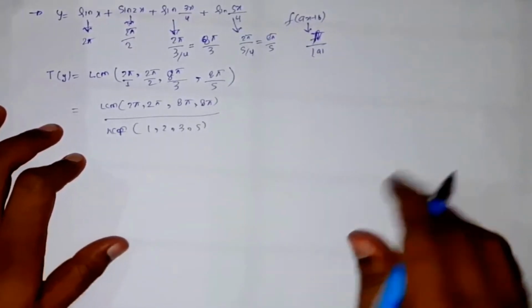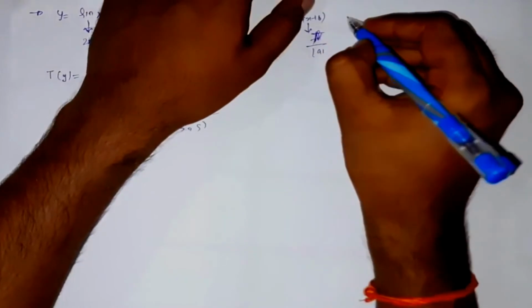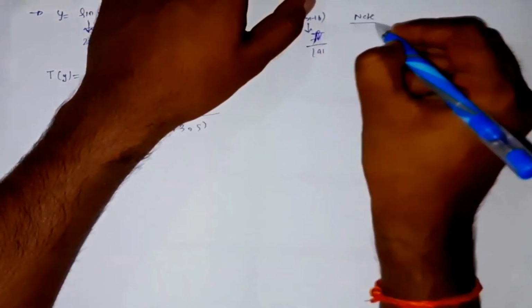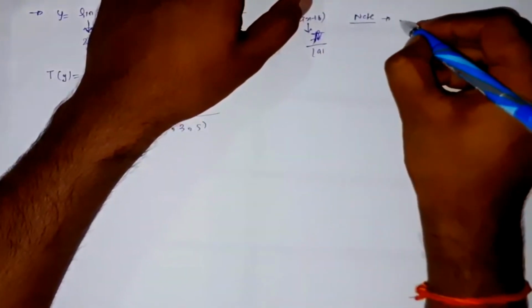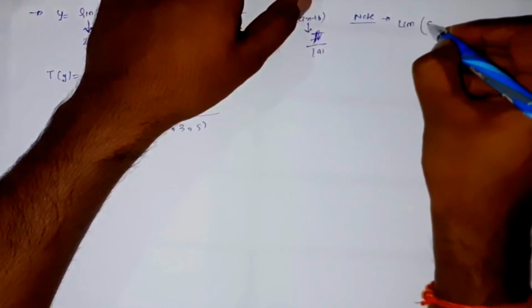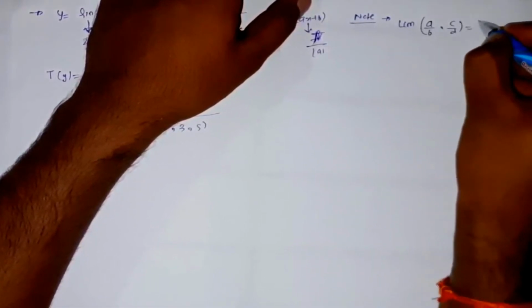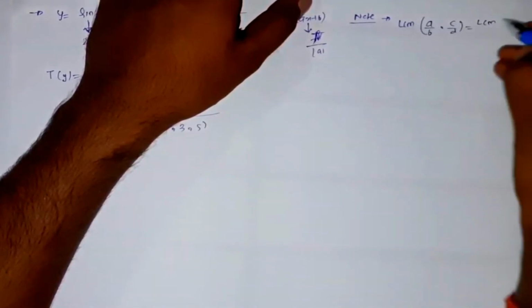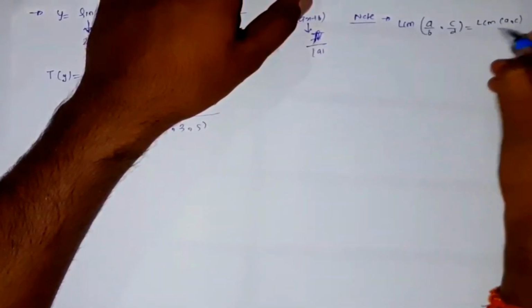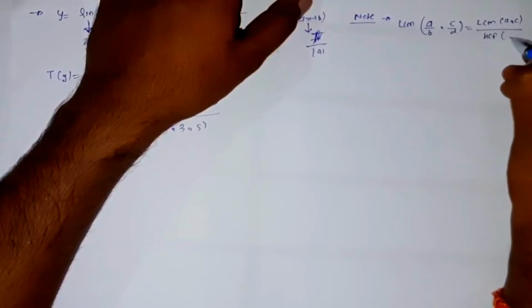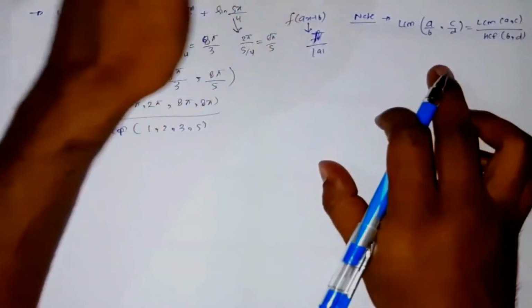I want to give a note to you. LCM of a by b comma c by d will be equal to LCM of a comma c divided by HCF of b comma d. So these are the things that you should notice.